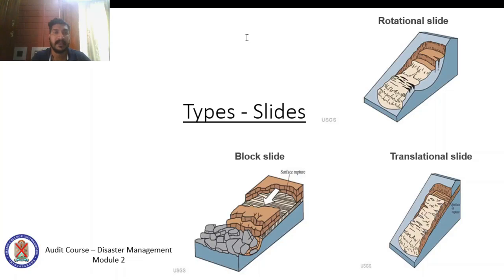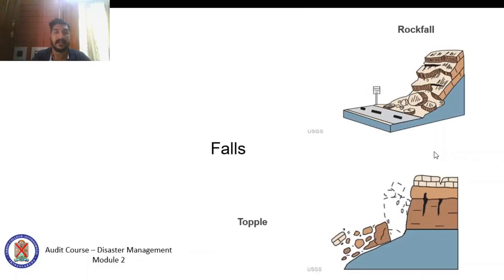The next type of slides are the block slides. It is a translational slide in which the moving mass consists of a single unit or a few closely related units that move downslope as a relatively coherent mass. So it's a type of translational slide. The next type of landslides, or next type of mass wasting, are the falls.